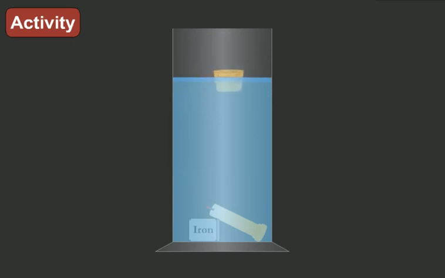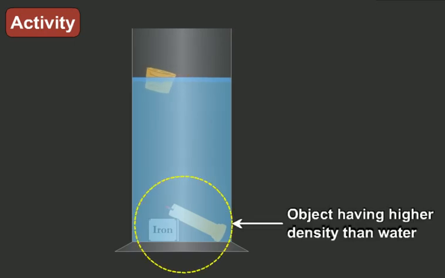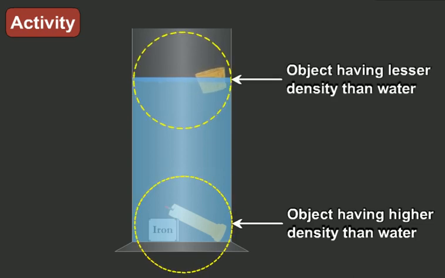Students, these objects are settled on the cylinder according to their densities. Students, the object having density higher than water sinks at the bottom, and the object having density lesser than water floats at the top. Now, record the name of objects in your exercise book according to their increasing densities.